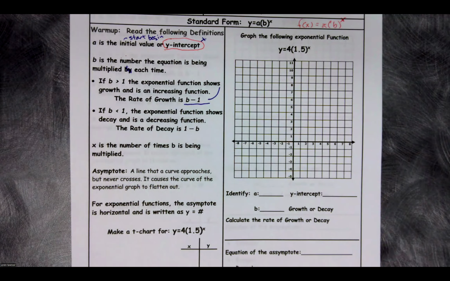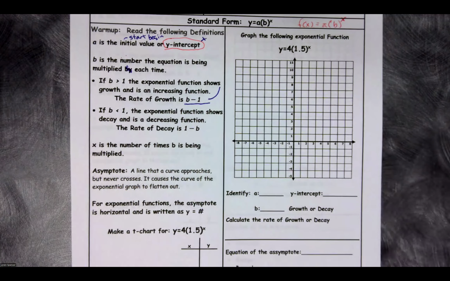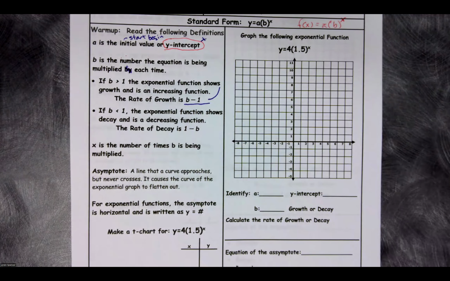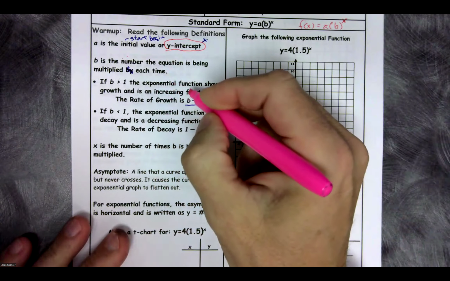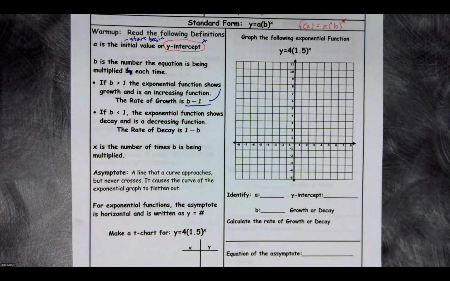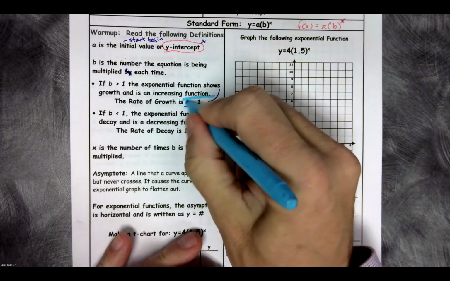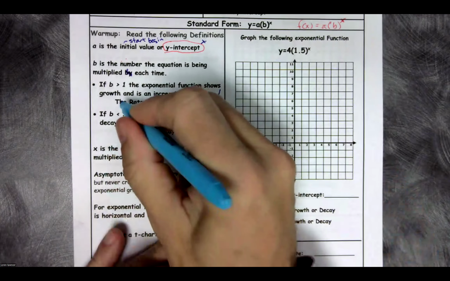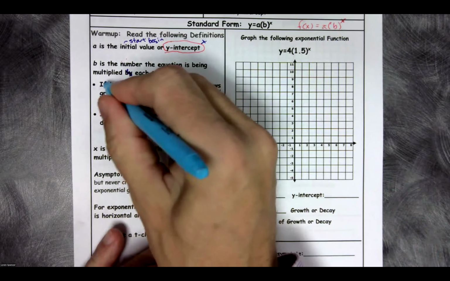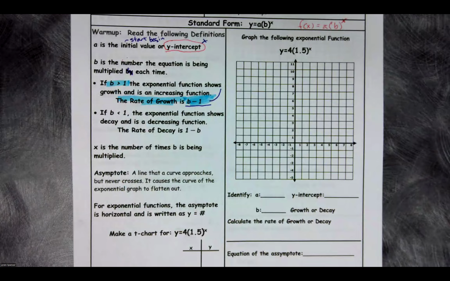Okay, and it looks like I lost a capture marker. Hold on. Right. So the rate of growth is, you know what? Let's use blue so we'll be consistent. The rate of growth is b minus 1. And that's if b is greater than 1.